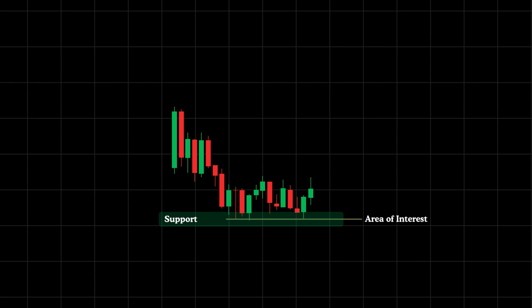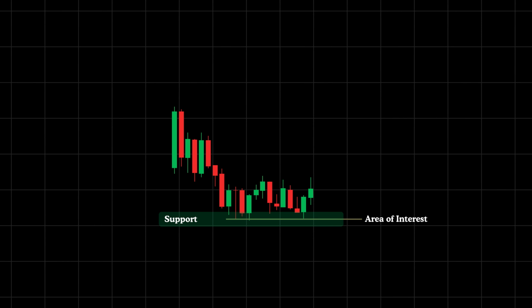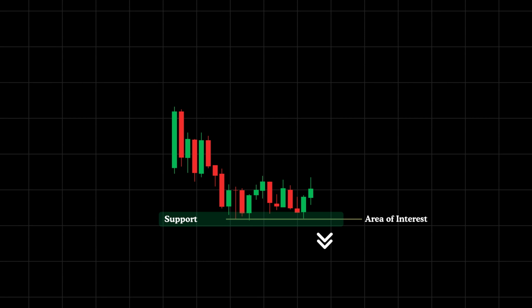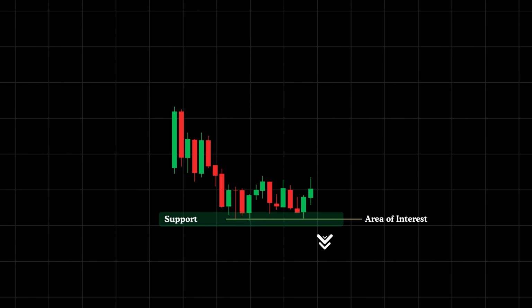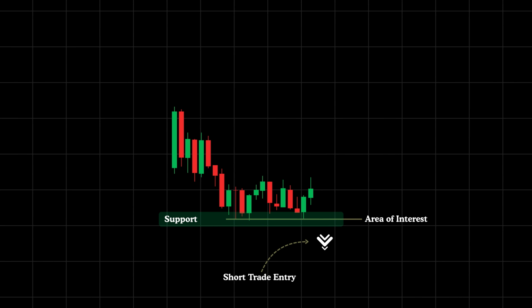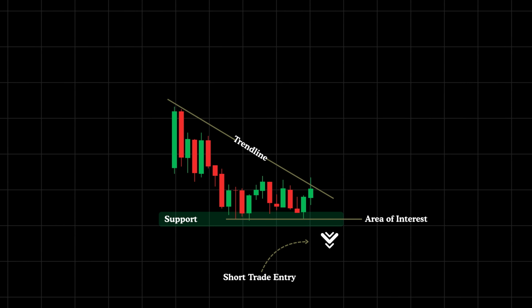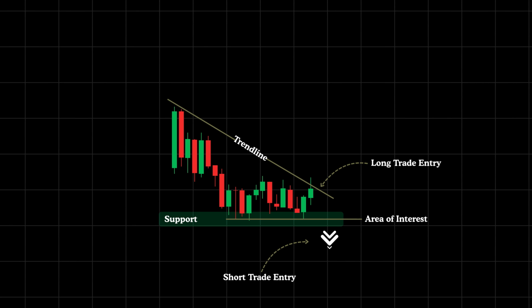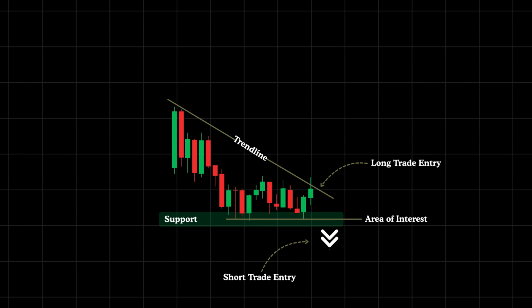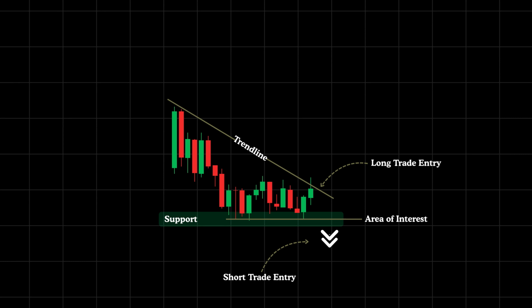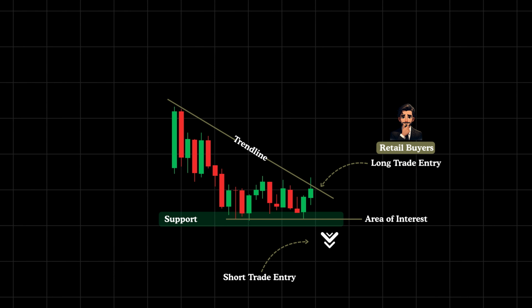This indicates that a large number of retail traders are eager to enter trades around this zone. If price attempts to break this support, some traders will prefer to take short positions, while if the market breaks above the trend line, others will look to go long. Because of this, there is a strong likelihood that major institutional players may create fake breakouts on the chart in order to trap retail participants.